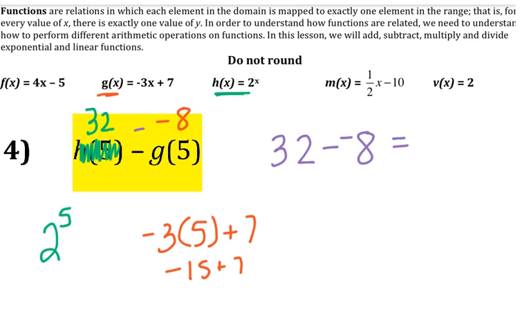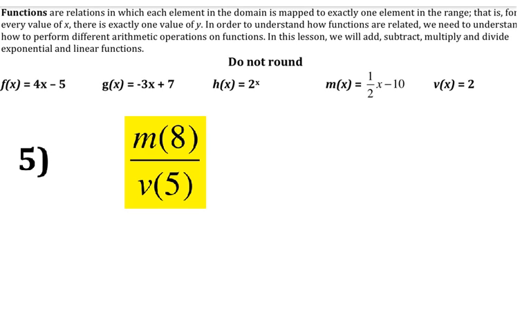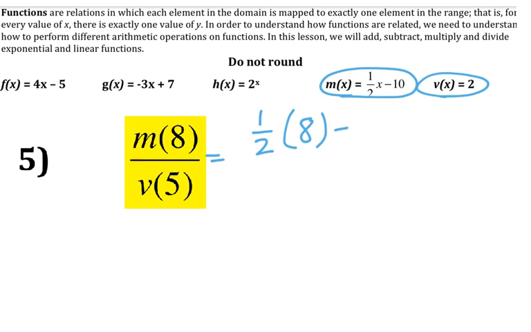And so that comes out to be 40. And so I would say that h of 5 minus g of 5 is equal to 40. Okay, number 5, m of 8, so here's m, over v of 5. So there's v of x. So m of 8, 1/2 times 8 minus 10.